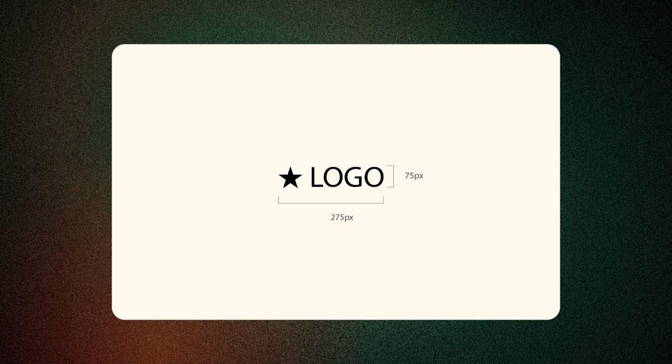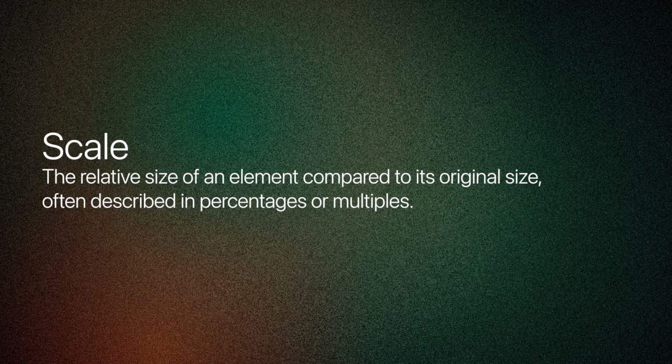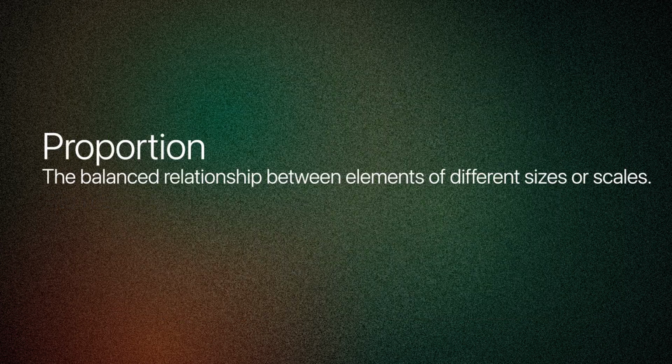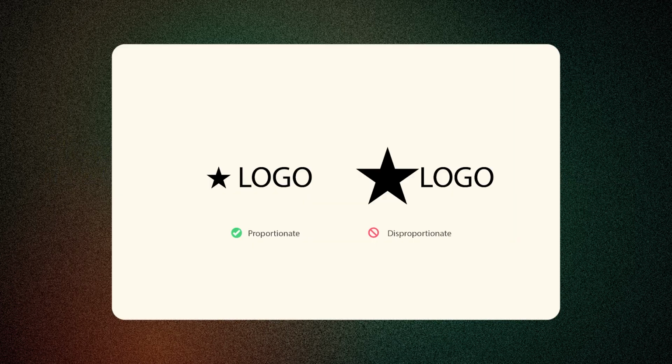For example, a logo might be 75 pixels tall and 175 pixels wide. Scale is the relative size of an element compared to its original size, often described in percentages or multiples. For example, an element can be scaled up or down from its original size. Proportion, the balanced relationship between elements of different sizes or scales. For example, if one element grows in size, the others should grow at the same rate to maintain proportion.